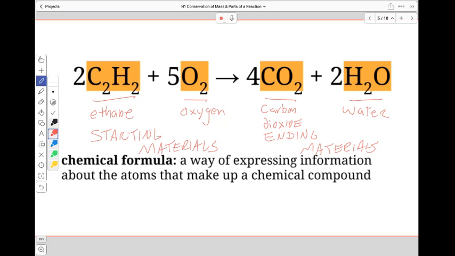Okay, so in a chemical reaction, we have these chemical formulas that are present, okay? And I want you to be able to identify them. So the letters in a chemical reaction are going to be your chemical formulas. Questions about that? Can I go forward? Yeah.